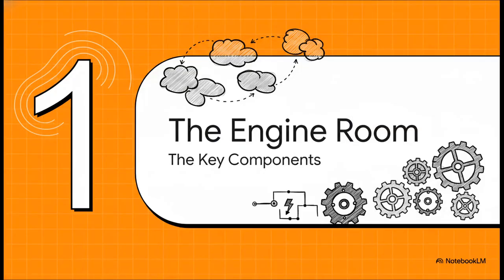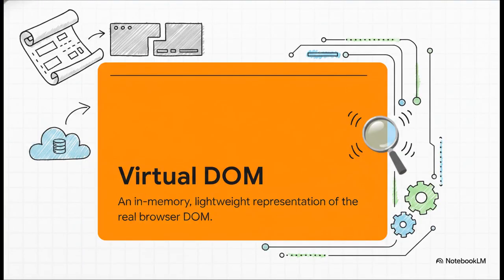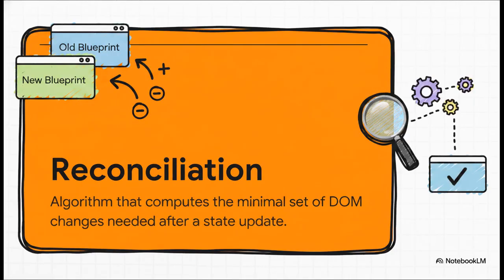Okay, to get to the bottom of this, there are really 4 key parts we need to wrap our heads around. Think of them as the main players in React's performance story. Let's do a quick rundown. First up, the star of the show, the virtual DOM. The absolute best way to think about it is like a blueprint of your UI. It's just a plain old JavaScript object that lives in memory, which means it's super cheap and incredibly fast to create and mess with.